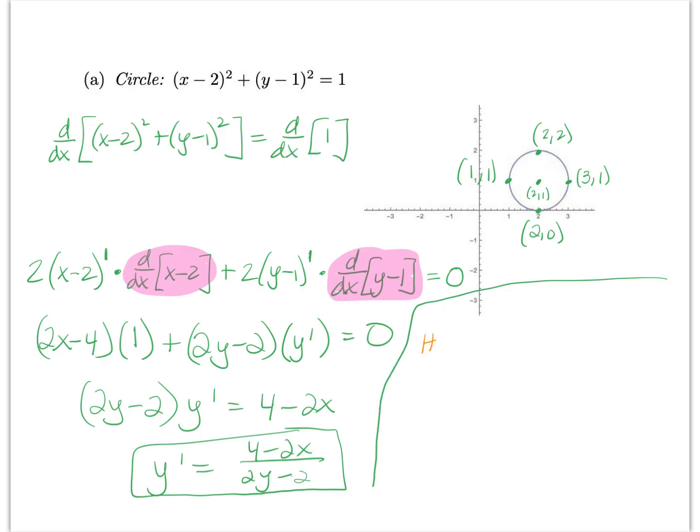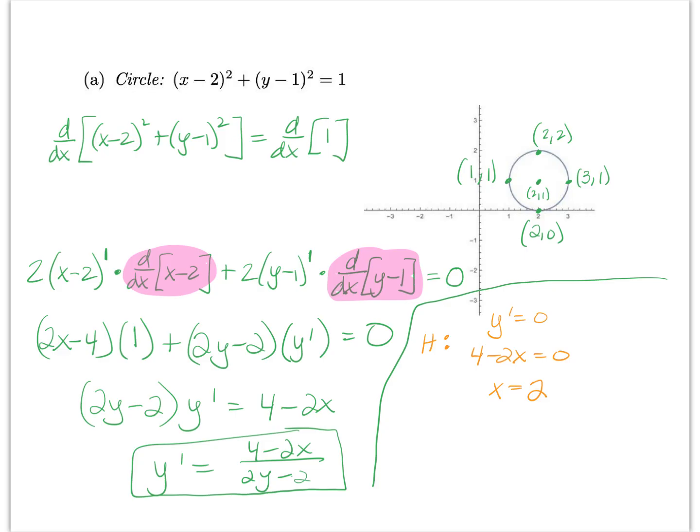So for horizontal, I'm looking for places where y prime equals 0. So that would happen when the numerator of a fraction is 0. The only way a fraction can equal 0 is when its numerator is 0. So if I solve this for x, I get x equals 2. And you can see that that is the case, that I have horizontal tangent lines when x equals 2. One here and one here. Both of them have an x value of 2.